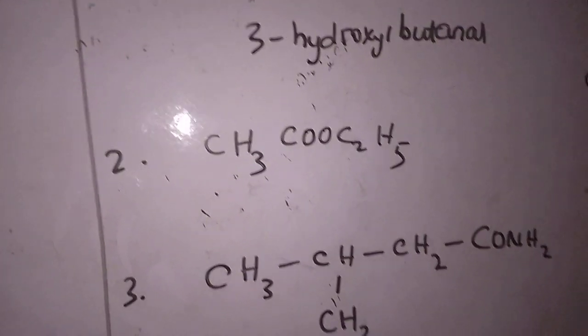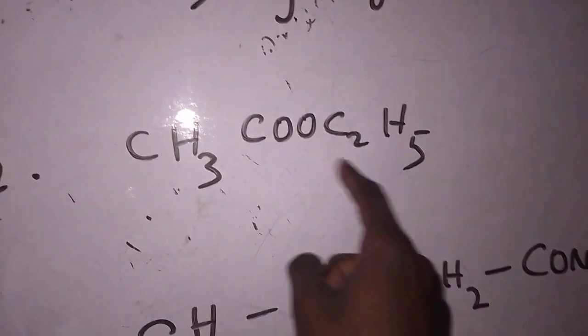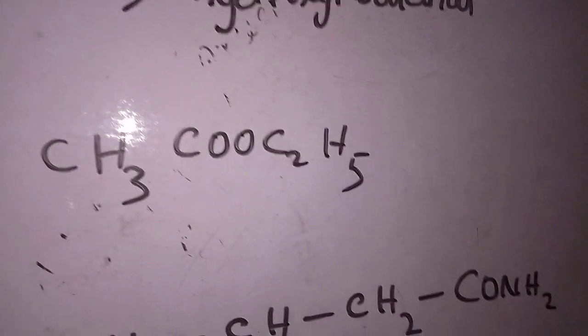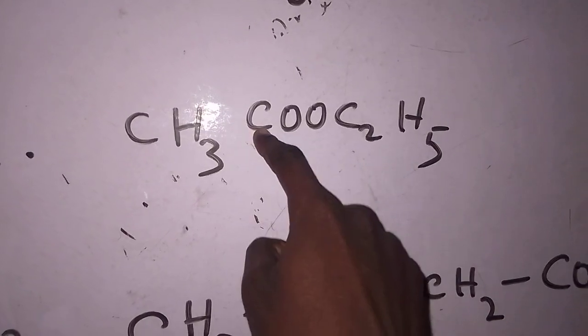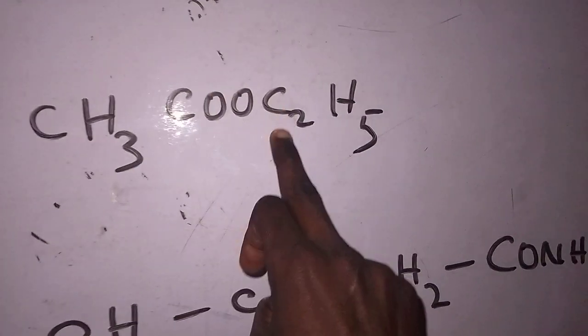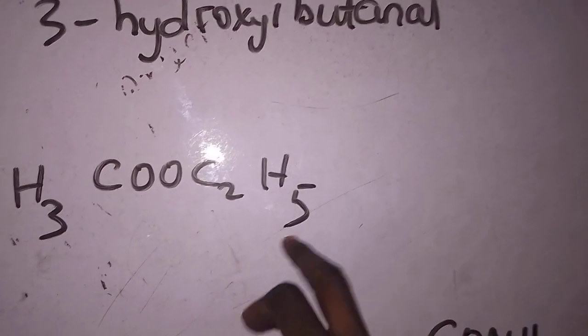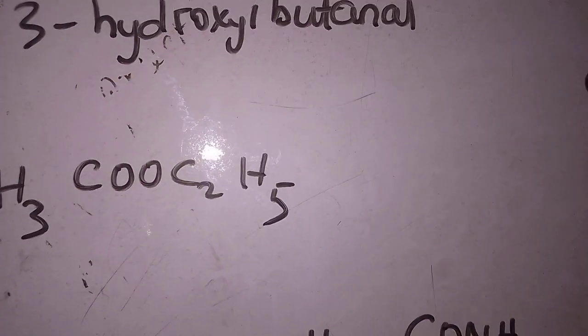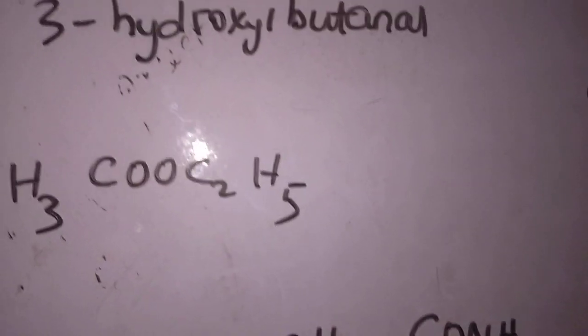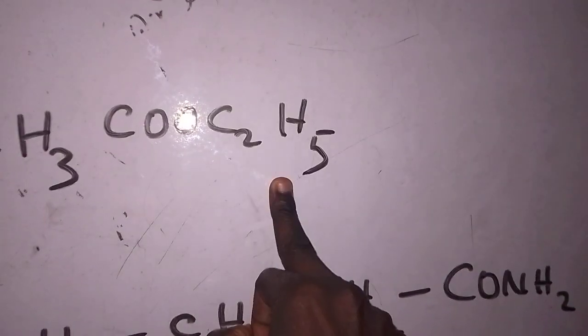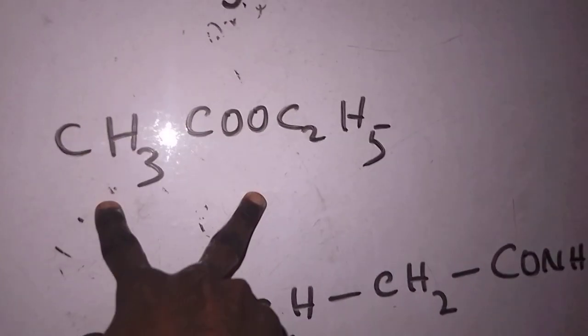Now let's go to number 2. Remember the rule again. Carbonyl carbon is carbon number 1. So this is carbon 1, 2. Now I have C2H5. This is alkyl. Normally ethane is C2H6. But when you remove one hydrogen atom from alkane, it gives you alkyl. So I have ethyl, and I have ethanoate.